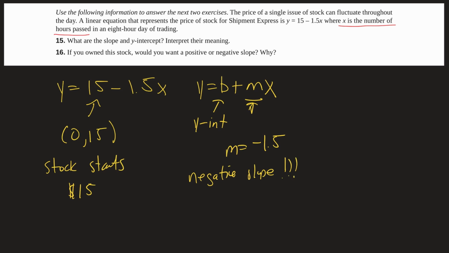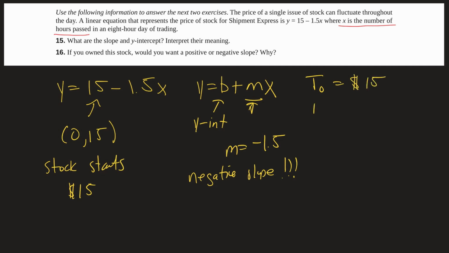So this is saying that we start at $15, but after each hour, we're losing $1.50 off the value of our stock. So a negative slope in this case means the value of the stock is going down by $1.50 each hour, which is really, really bad because eventually the stock will be worth 0. So at the opening of the day, which we'll call time 0, you often see time 0 written T with a little 0. That was $15.